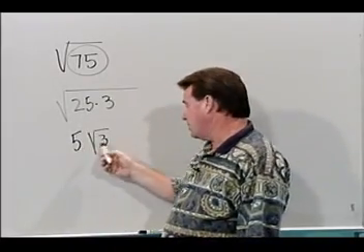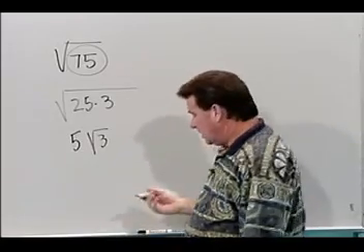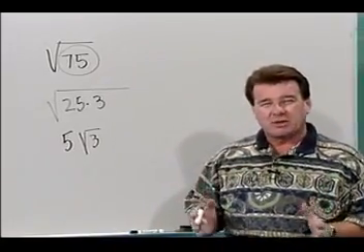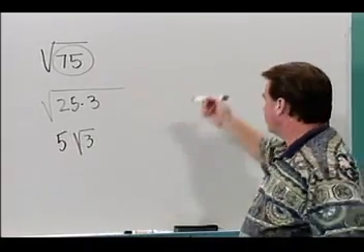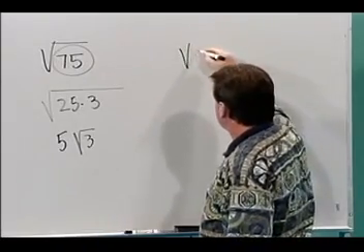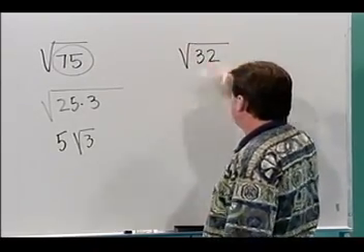You take that out, you're left with 3. Now, you're saying, let's do another one because I'm not quite sure. So let's do this one here, the square root of 32.